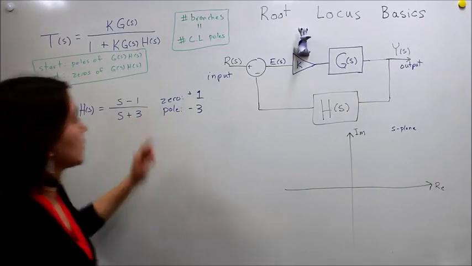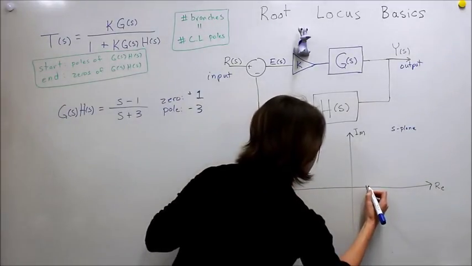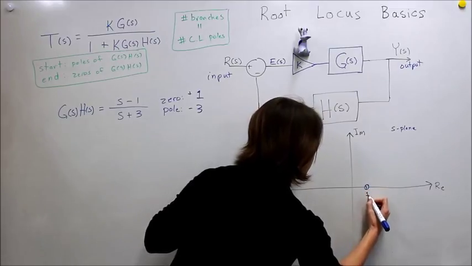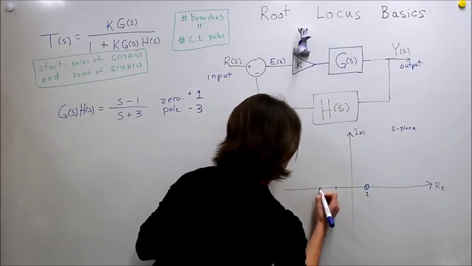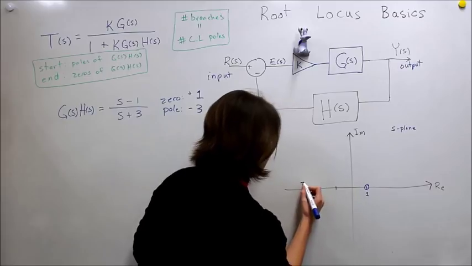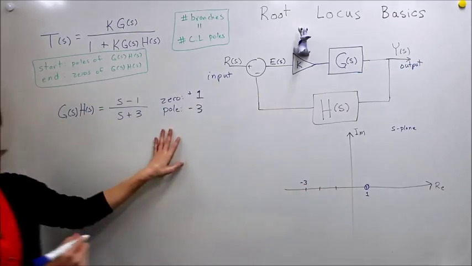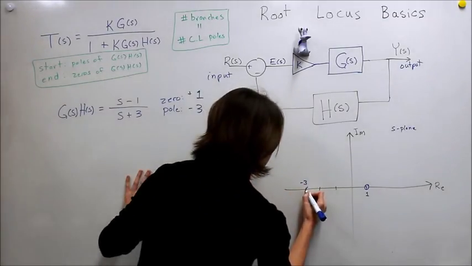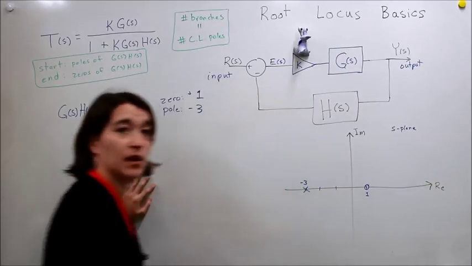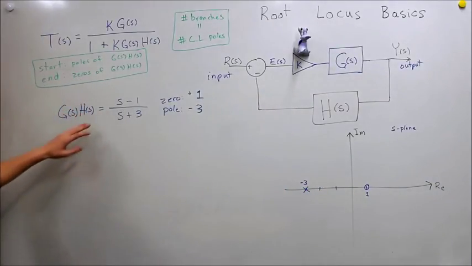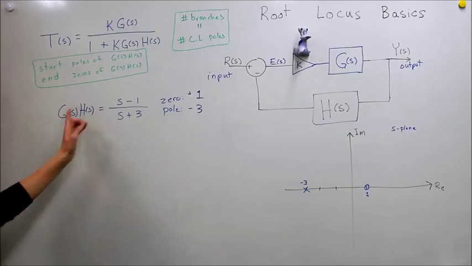We'll start with our zero at 1, so we have our zero here. And then at negative 3, so 1, 2, 3, I'll put it up here. Negative 3, we put our pole. And let's check the number of branches. In this system, we're going to have just one pole.